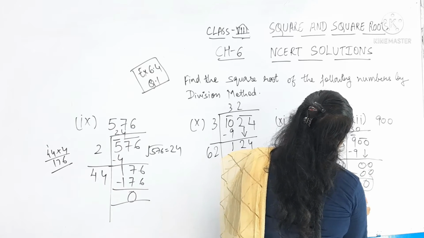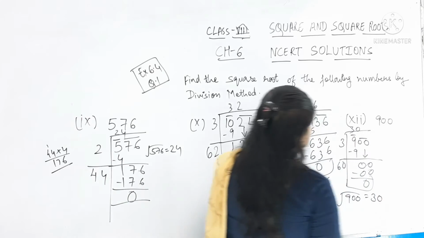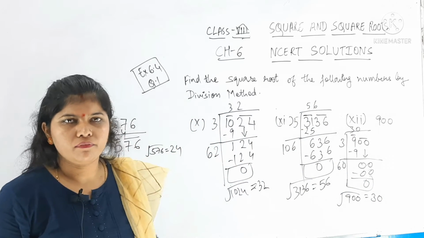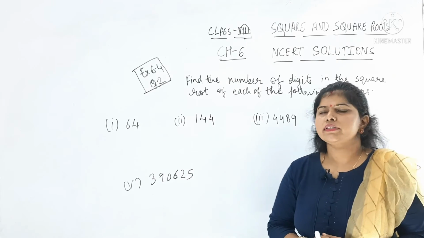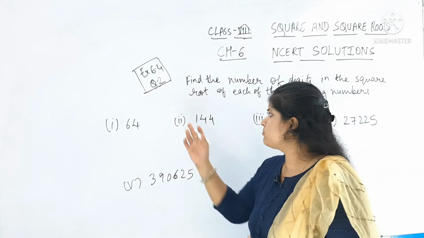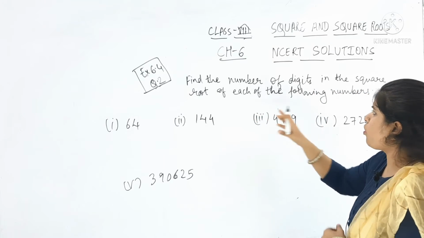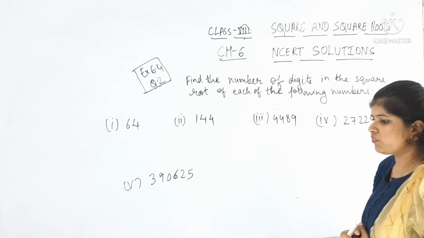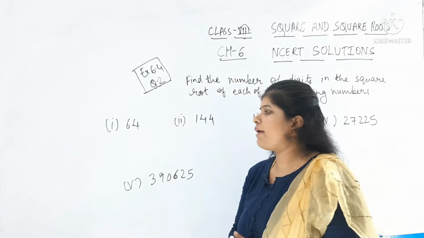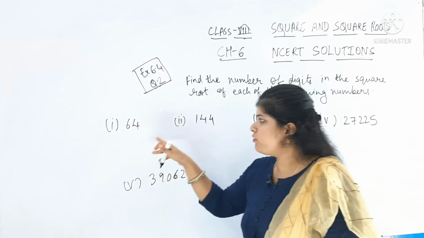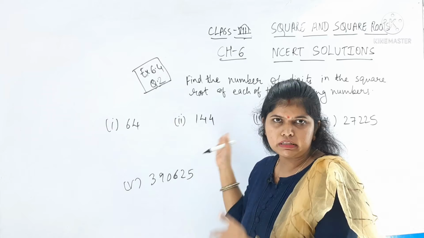Answer: under root of 900 is equal to 30. So this is question number 1. Okay students, the next question is question number 2. Here, find the number of digits in the square root of each of the following numbers, without any calculation. We have to say how many digits the square root of these numbers has.